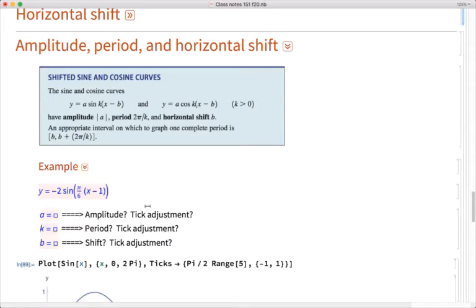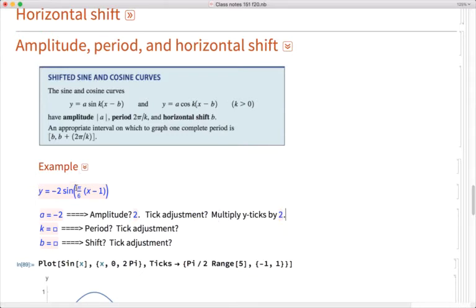We're going to graph this complicated sine function now, or translated sine. We want to read off the parameters first. This number out in front, that's the A number. That's -2. And the amplitude for this function is going to be 2. Remember the absolute value. The tick adjustment, and what I mean by that is how are the ticks on this graph going to differ from the ticks on sine? We're going to multiply the y ticks by 2.